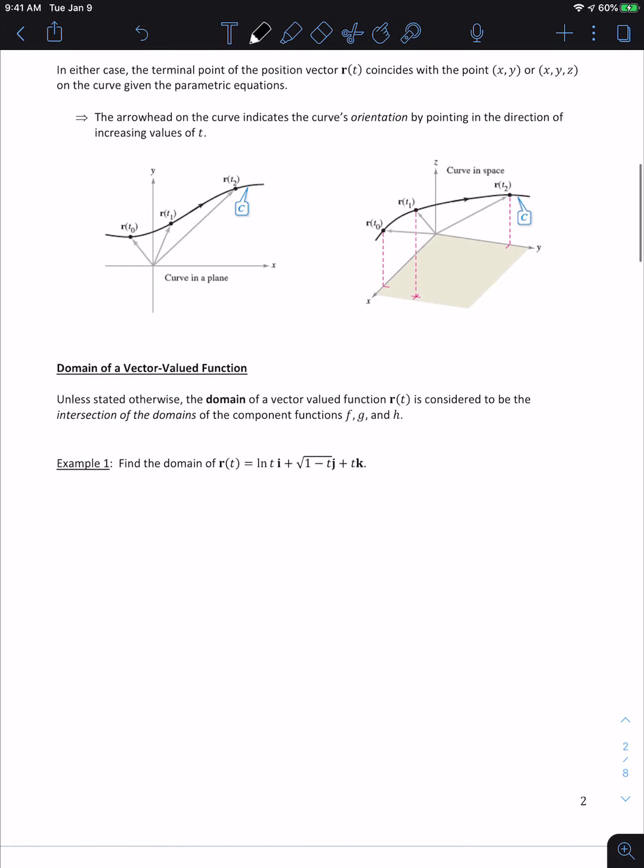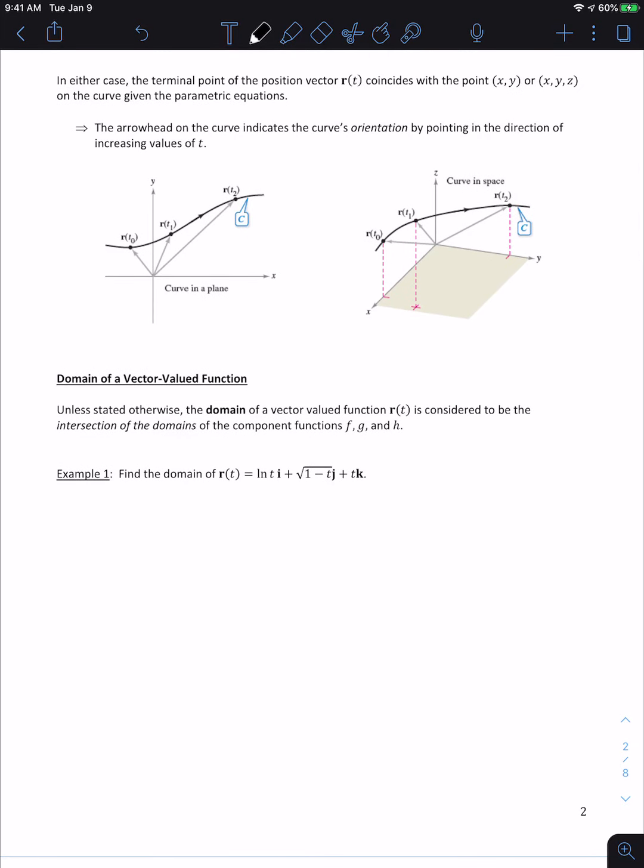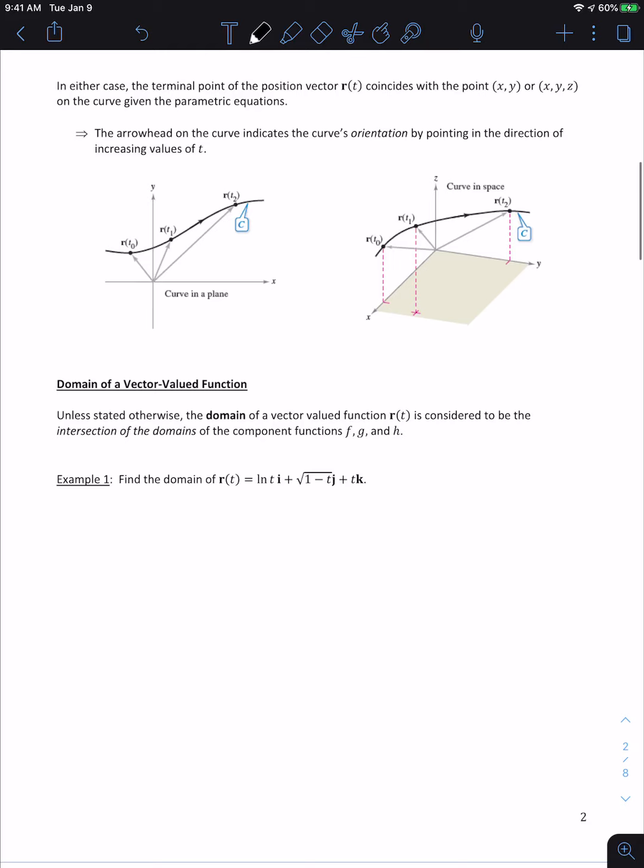Okay, so we've thrown a lot of stuff at you, but the main point here is this first sentence: in either case, the terminal point of the position vector r of t coincides with the point (x, y) or (x, y, z) on the curve given by the parametric equations. So essentially what that's saying is that I have a curve in space that has t values that I plug in, right? t equals something, something, something. And I can represent that in 2 ways. That curve can be represented by a vector valued function, or it can be represented by parametric equations.